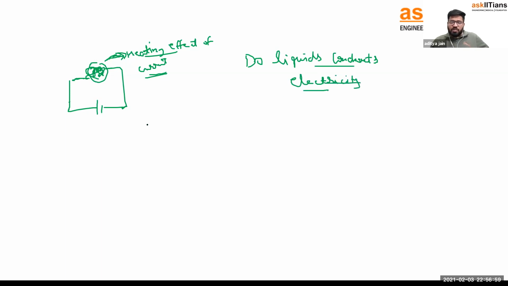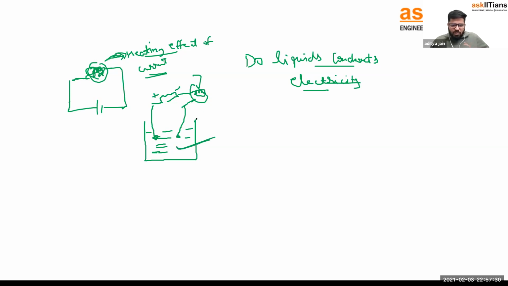So you can do an experiment. Suppose you take a liquid solution, any liquid solution, and place the two terminals of a wire here and connect it with a battery. This is the positive terminal, this is the negative terminal, and a bulb is attached. So this is the bulb. If you insert these two wires, or two portions of the circuit, into the liquid, and the bulb glows, you can say the current is flowing through the liquid. But if the bulb is not glowing, you will say current is not flowing through the liquid.